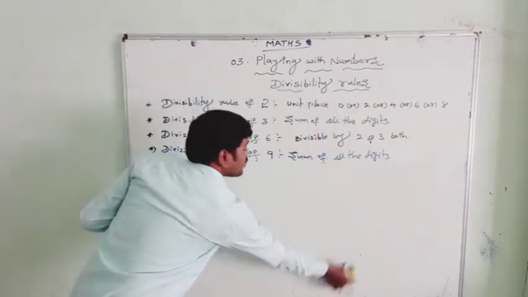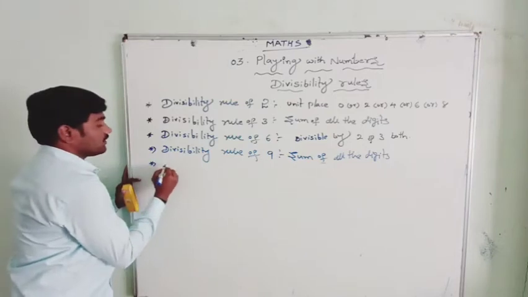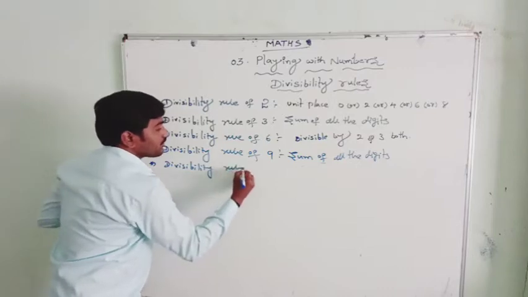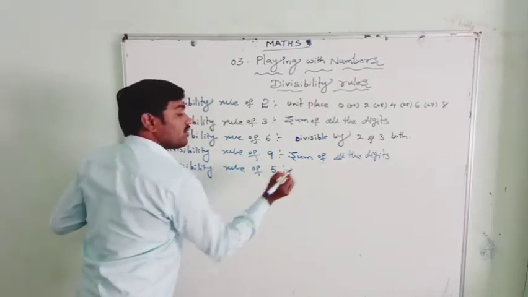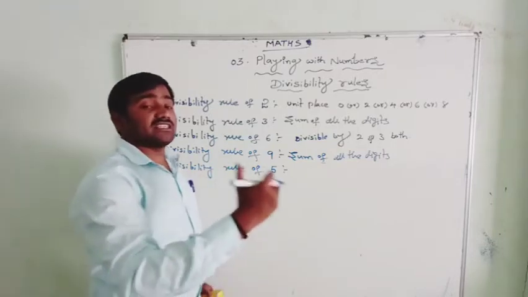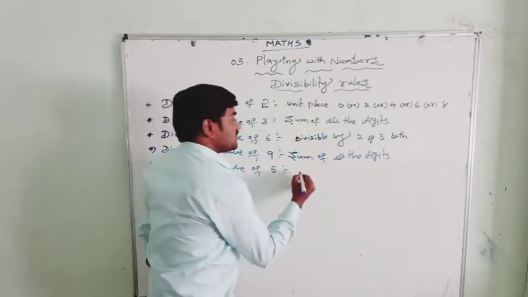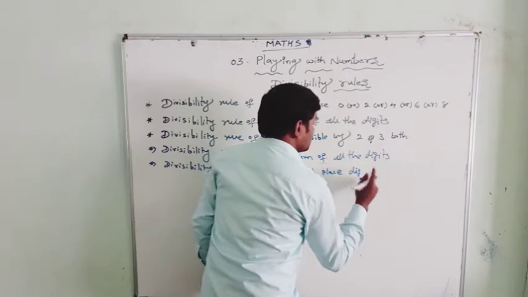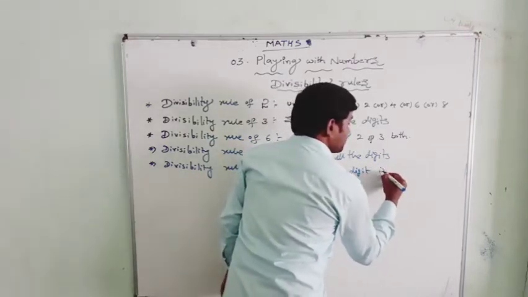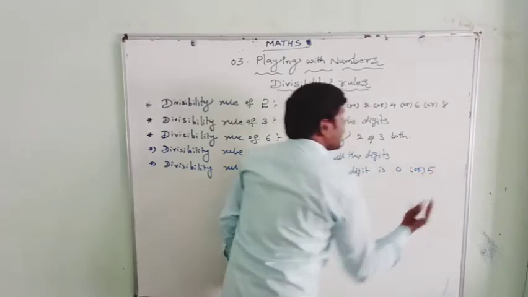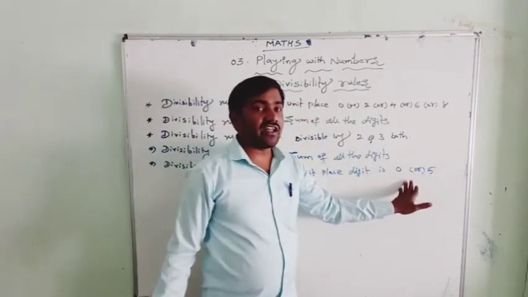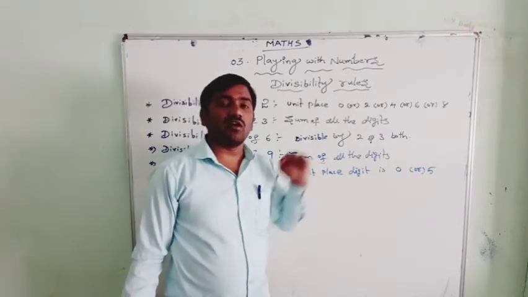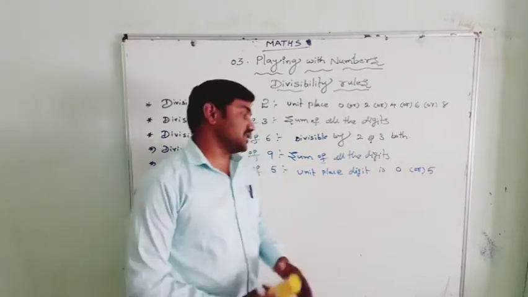We need to discuss the divisibility rule of 5. Now I go for the divisibility rule of 5. If the unit place digit of a given number is 0 or 5, any one of these digits, then the number is divisible by 5. Otherwise, it's not divisible by 5. Very easily we can identify.